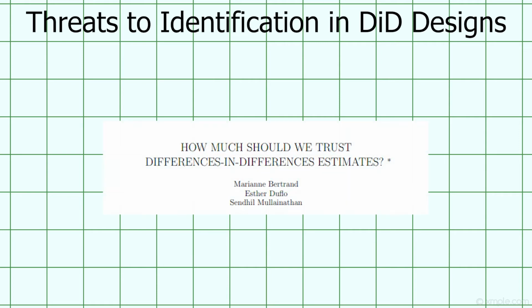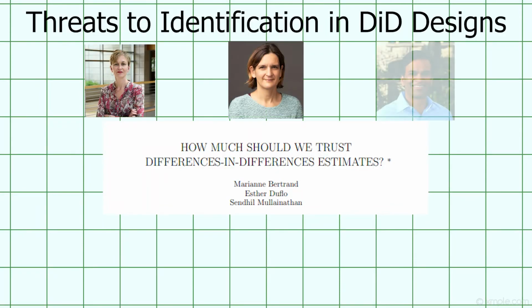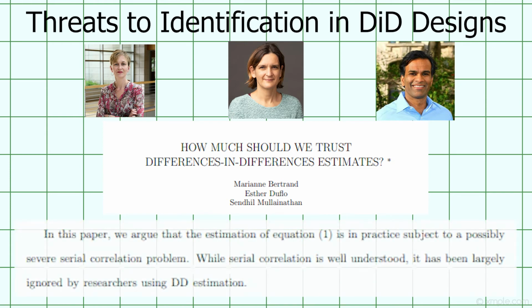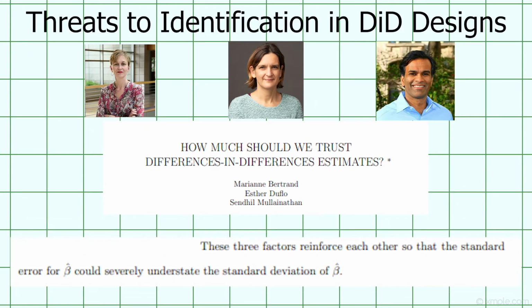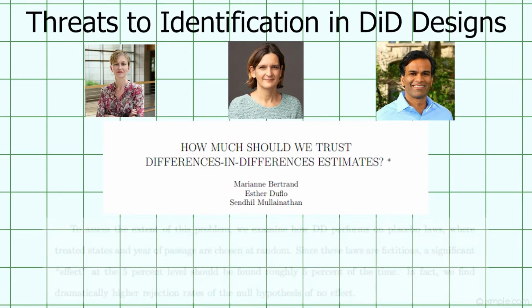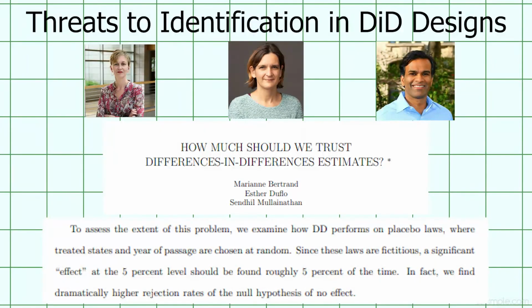In a widely cited 2003 paper, economists Marianne Bertrand, Esther Duflo, and Senthil Mullainathan pointed out that observations within each panel will be more closely correlated with one another than observations between each panel, a kind of serial correlation. This will result in the standard errors when using difference in differences being understated, leading researchers to commit too many type 1 errors. By creating fictitious placebo laws, the authors find that difference in differences results in a type 1 error at the 5% significance level as often as 45% of the time, 9 times higher than it should.